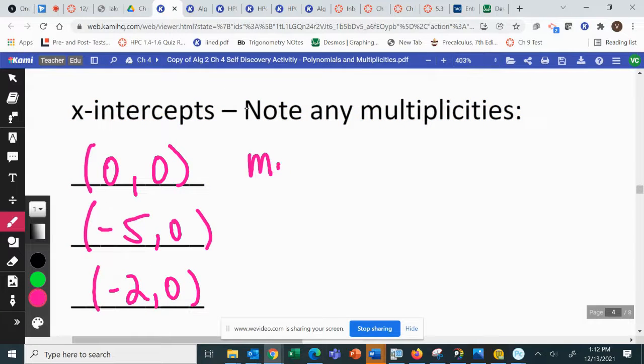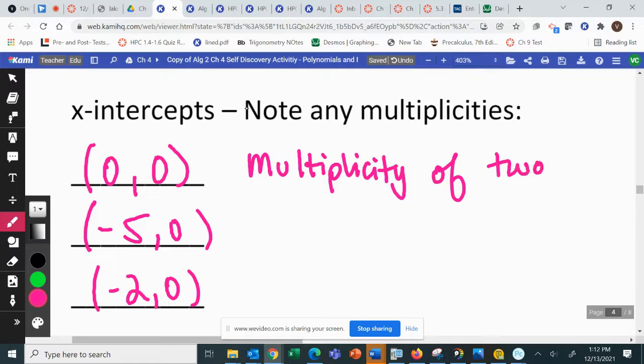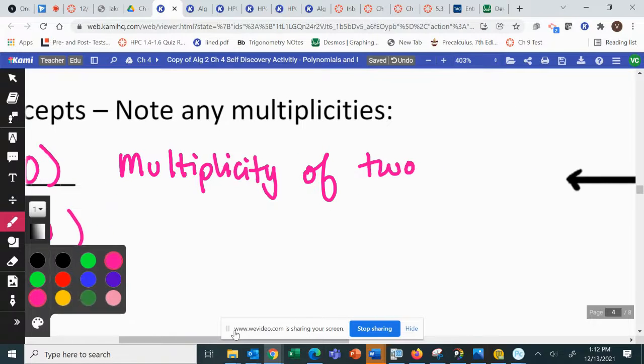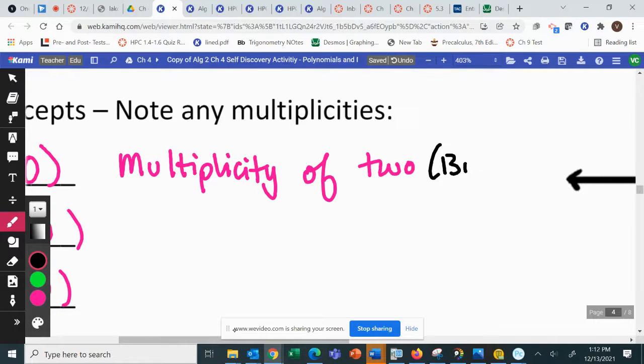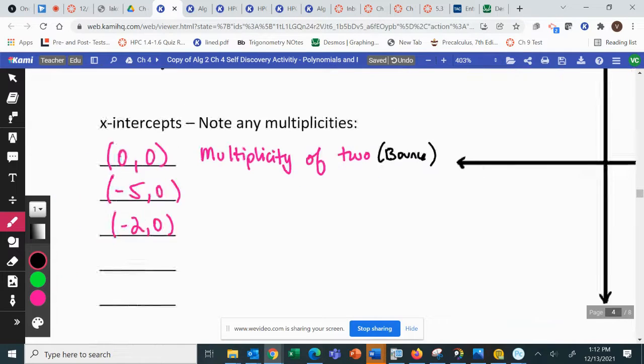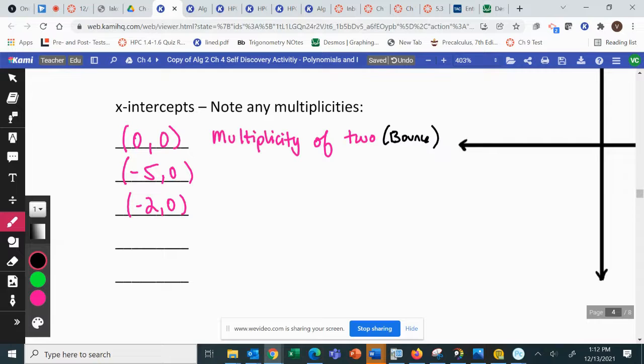So this is what I want you to write. Multiplicity of 2. And then if you need to tell yourself, that's a bounce, to remind yourself when you graph it, that's fine. But this is what you're going to be doing in your assignment, is writing the x-intercepts, writing if there's any multiplicities. So I did not finish that one for you.